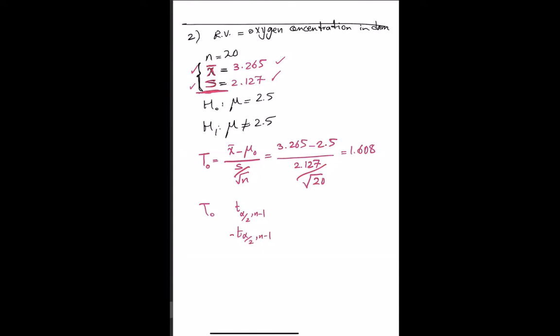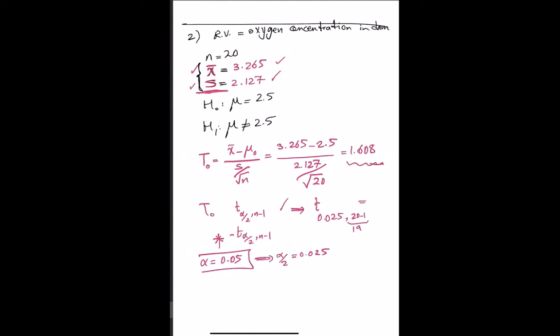And obviously here, since my test statistic is positive, I don't need the second comparison. The only thing I need is this one. So let's go to the T table and find the T of alpha over 2. Alpha here is 0.05, so alpha over 2 is 0.025. So T of 0.025 and n minus 1 is 20 minus 1, which is 19. So what is the T for this one?